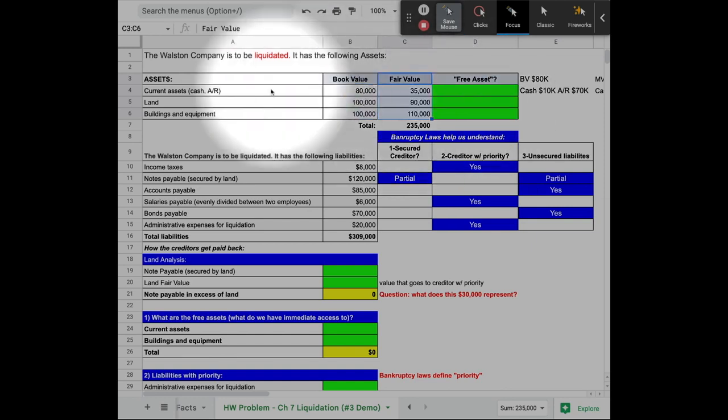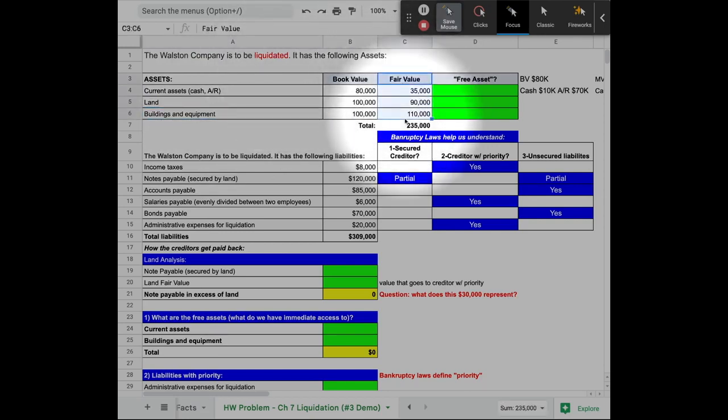So for instance, we might count up all the cash. We would do a whole intensive review of accounts receivable. We would have an appraiser go out and appraise the land, and we'd also have an appraiser look at the buildings and equipment.